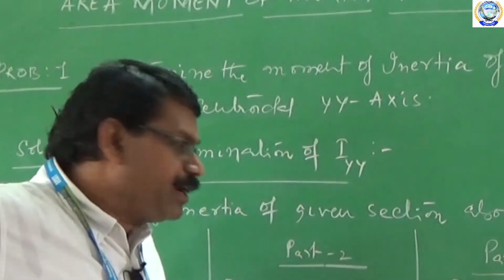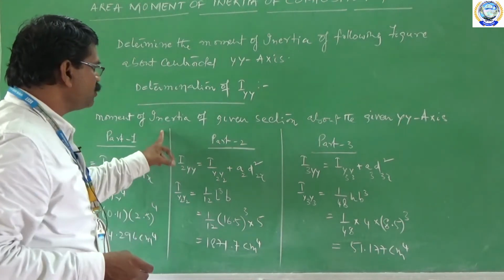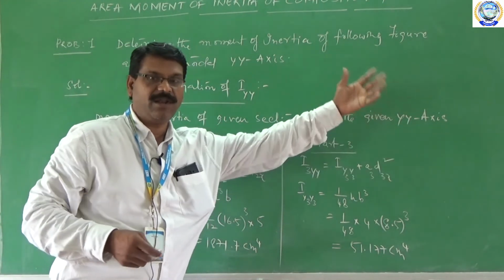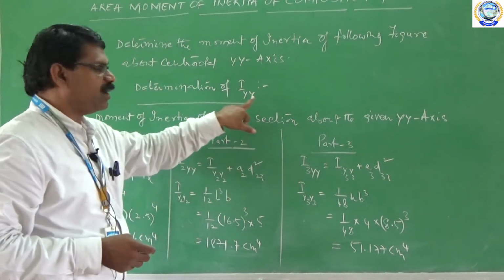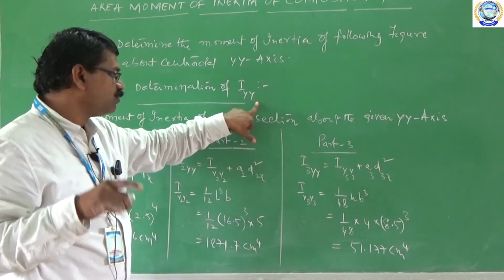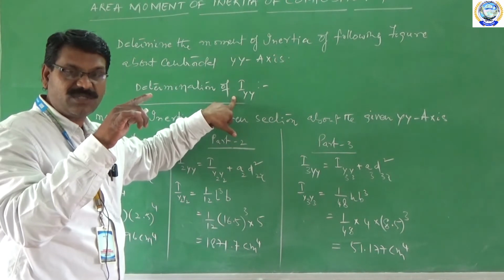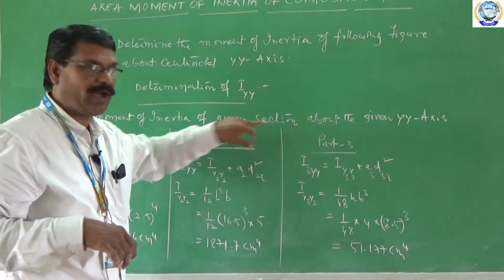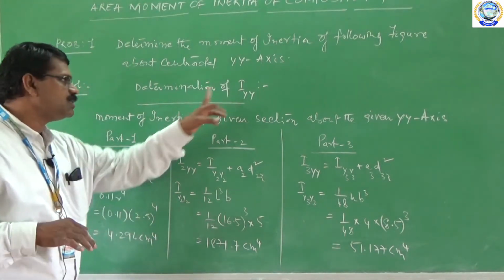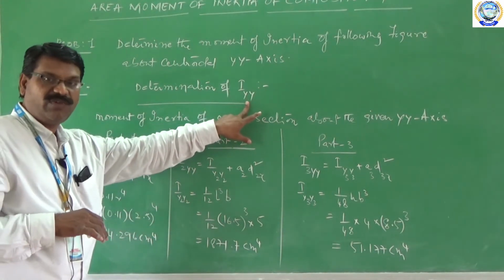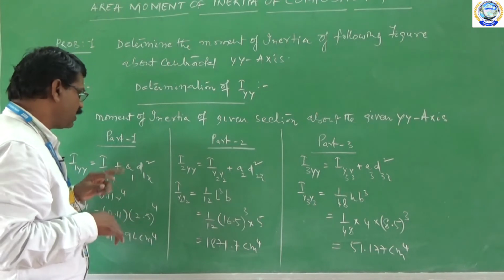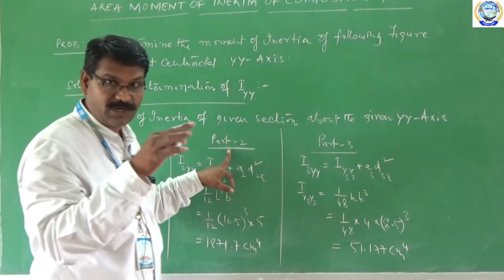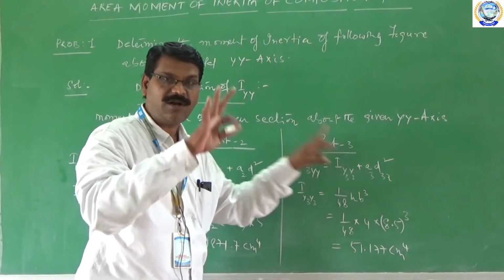Now, we need to find the moment of inertia of the given section about the given y-y axis. Similarly, determination of Iyy. Iyy means moment of inertia with respect to the centroidal y-y axis. That is the meaning of determination of Iyy. Now, I would like to find this Iyy. We divide this particular composite figure into three parts. Part 1, as we know, is the semicircle. Part 2, as we know, is the rectangle. Part 3, as we know, is the triangle.